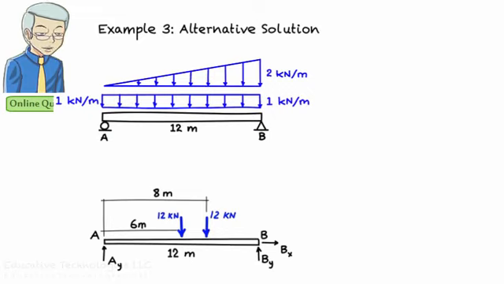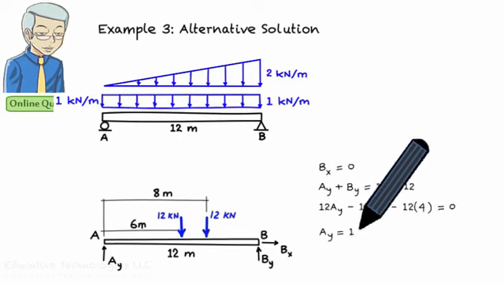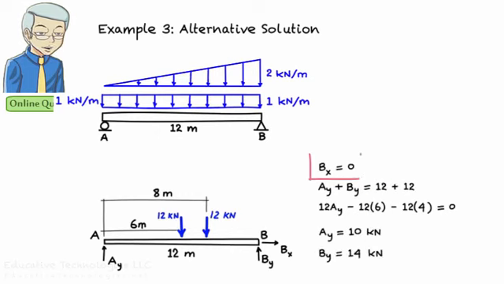This load is placed at the geometric centre of the triangle, which is located 8 meters away from the left end of the beam. Here are the equilibrium equations for this alternative formulation. Obviously, they produce the same support reactions as the original formulation.